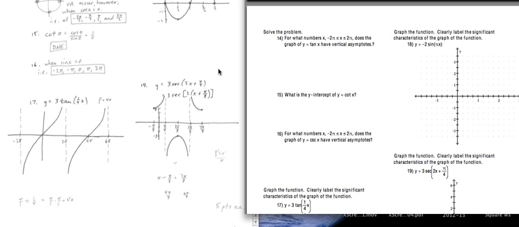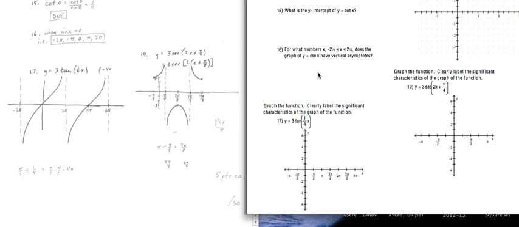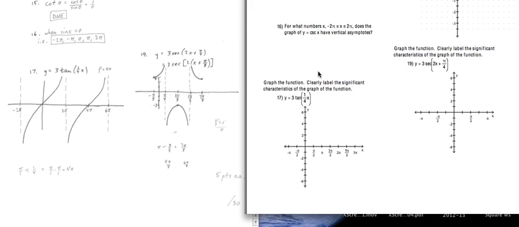But the granddaddy problem was this guy here, number 19. Okay, this had a lot in it, and consider yourself one of the few that got it exactly right. Not very many people got full credit on this one. 3 times the secant of 2x plus pi over 4. You should have immediately factored out that 2, and in parentheses you should have x plus pi over 8.